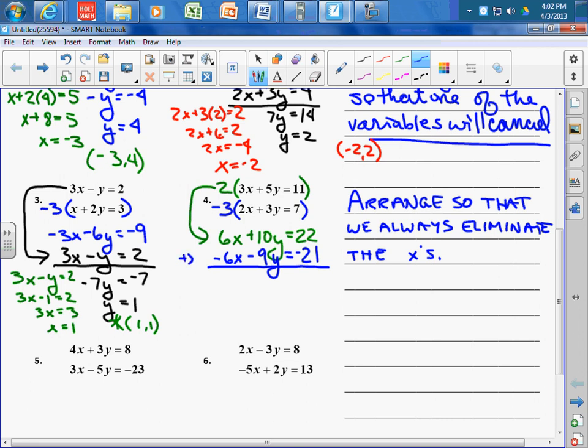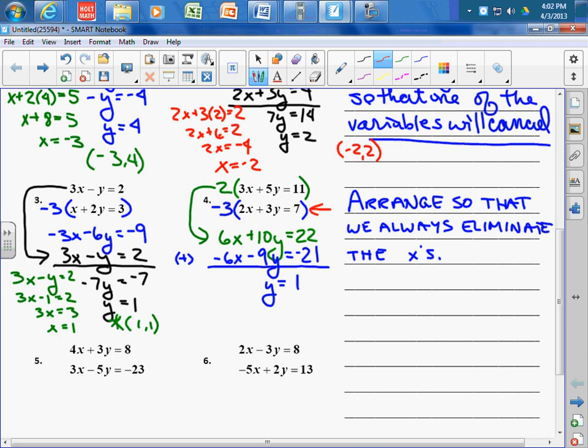So when I add those two equations together, I'm going to get 10y plus negative 9y is 1y, or just simply y. You don't write 1y, you write y. 22 plus negative 21 is 1, so y equals 1. Let's put that 1 back in.